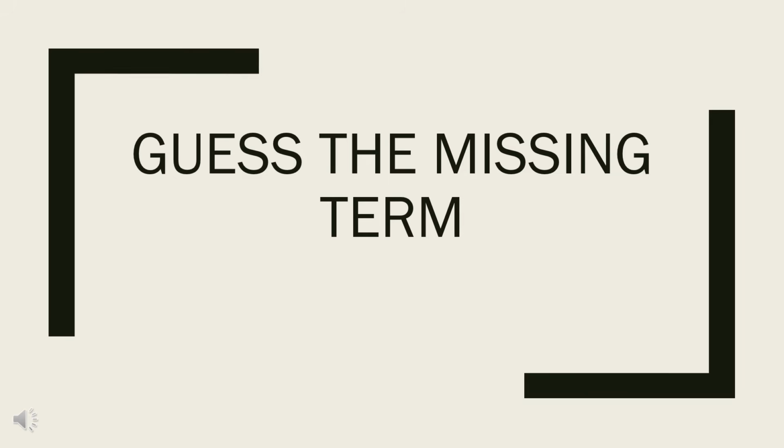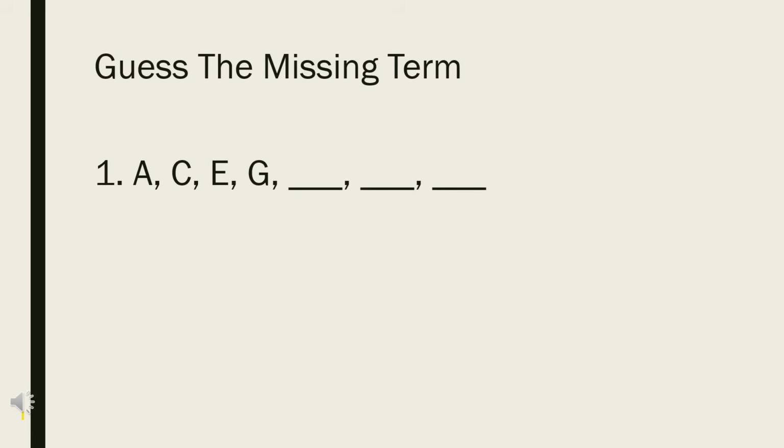Okay, let's answer first the preliminary activity, guess the missing term. Number 1, we have A, C, E, G. Observe that these are just letters of the English alphabet, skipping one letter at a time. So we have A, B is skipped, C, D is skipped, E, F is skipped, G, H is skipped, and then I, J is skipped, we have K, L is skipped, and then we have M. So we have A, C, E, G, I, K, M.